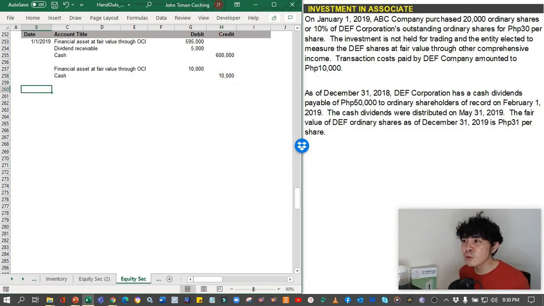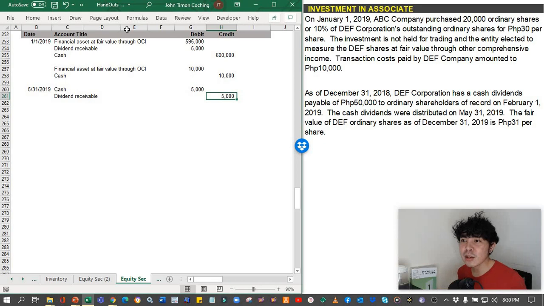Tapos, ang sabi niya dito, the cash dividends were distributed on May 31, 2019. So, sa May 31, 2019, sino na makaka-receive ng 5,000 pesos? Siyempre tayo na. Kasi nga tayo ay shareholders of record ng February 1, 2019. So, makaka-receive tayo ng cash. So, debit cash tayo upon receipt for 5,000 pesos. Then, credit tayo, dividends receivable, 5,000 pesos.